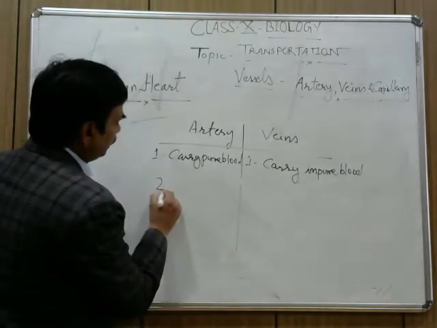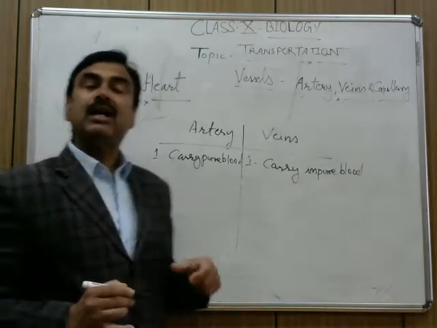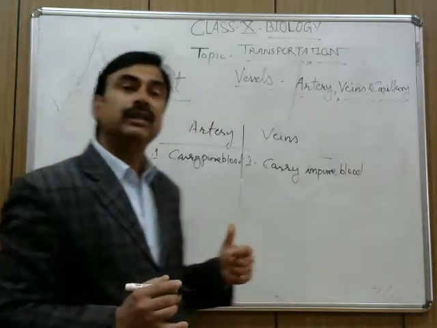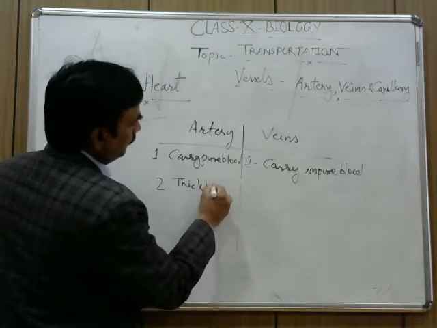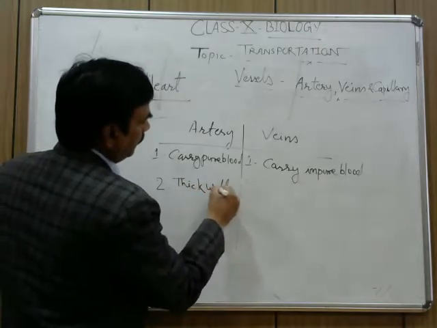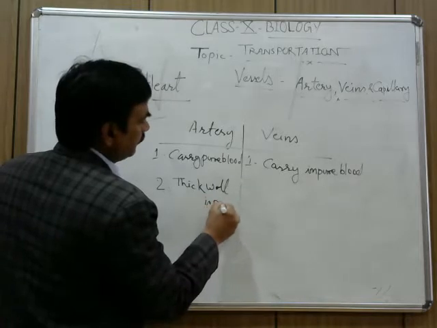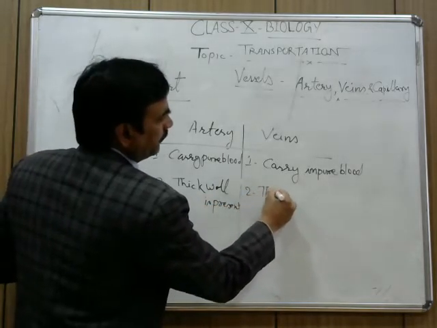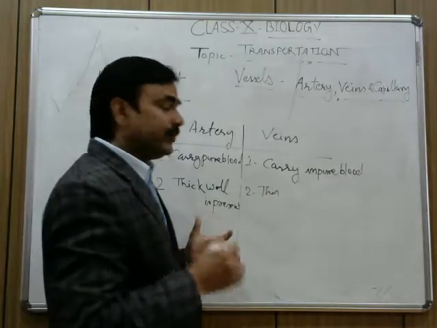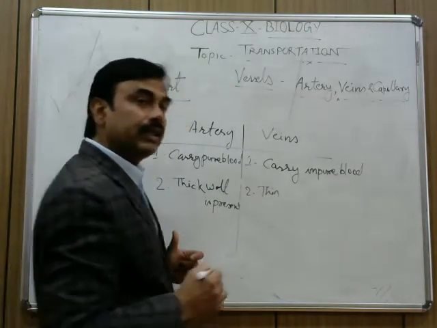Number 2, arteries always have thick walls. On the other hand, veins have thin walls.